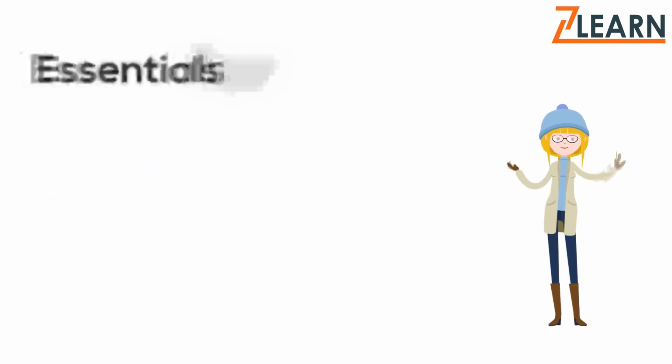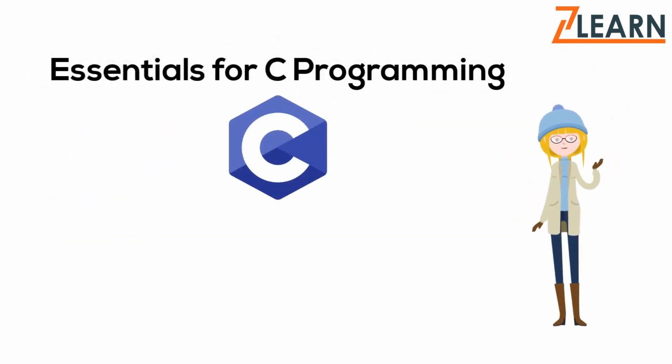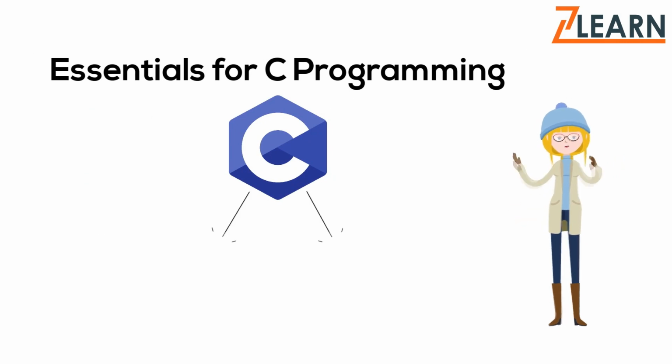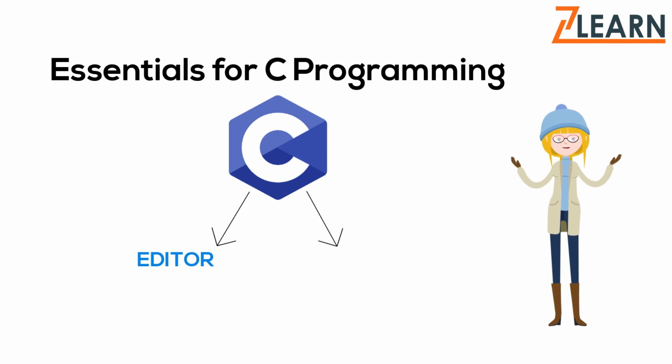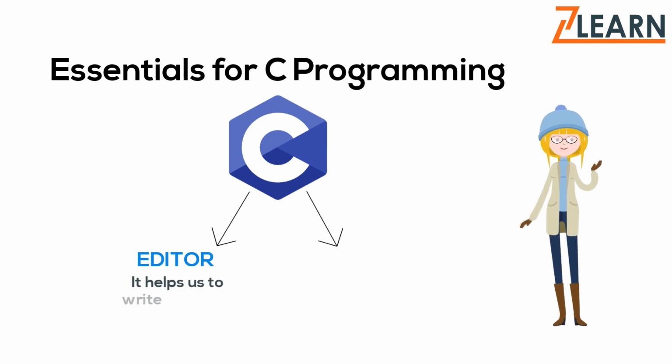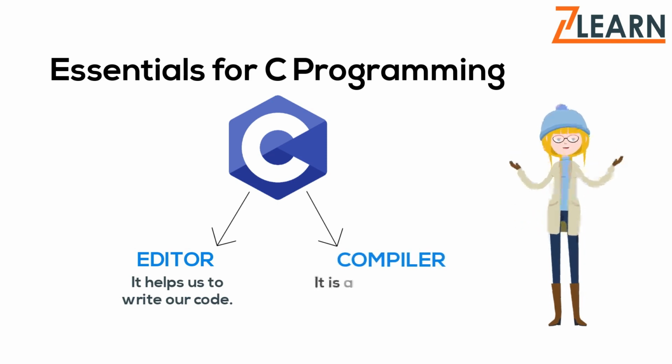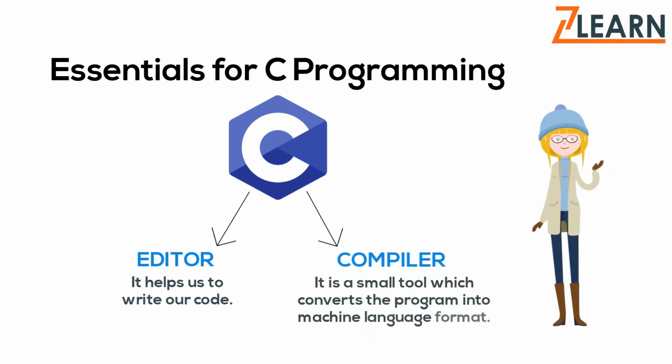Now let's know what we need to program C. There are two basic things we need to program C. One is the editor. Editor helps you to write your code. And the second thing is the compiler. Compiler is a small tool which converts the program to machine language.